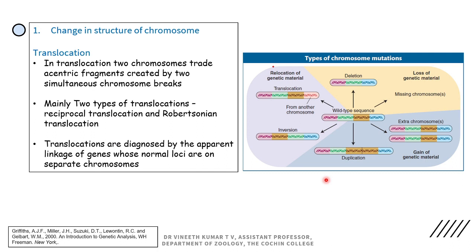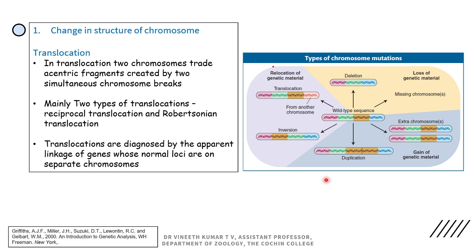Translocation means the two chromosomes trade their acentric fragments, because in translocation the centromere will not be involved. A piece of one chromosome will be shifted to another homologous or another non-homologous chromosome. Acentric fragments are created by simultaneous breaks. Mainly two types of translocations are discussed. One is reciprocal translocation and the other one is Robertsonian translocation. We'll be discussing reciprocal in detail.